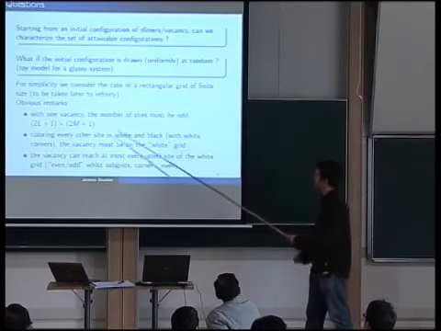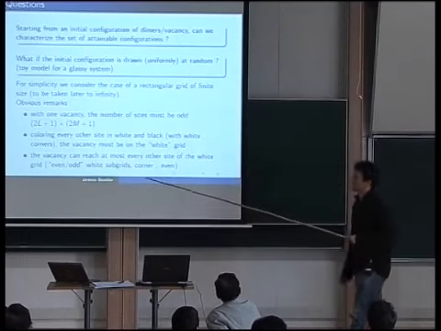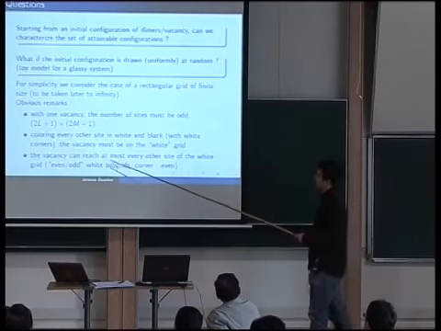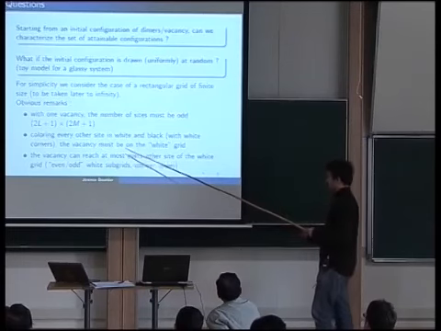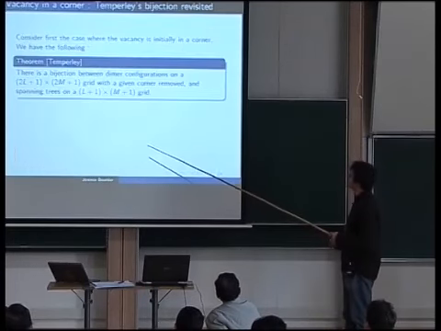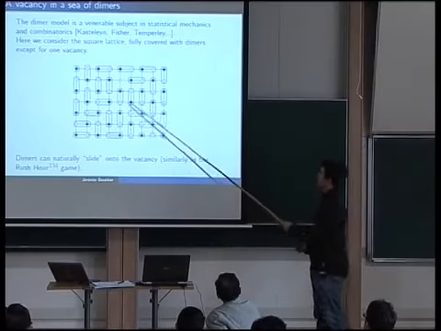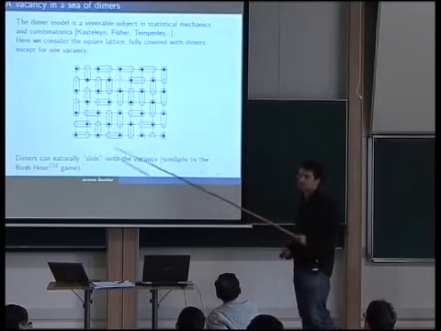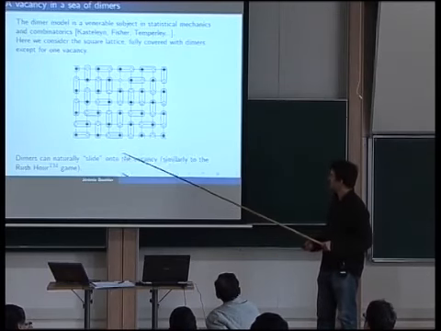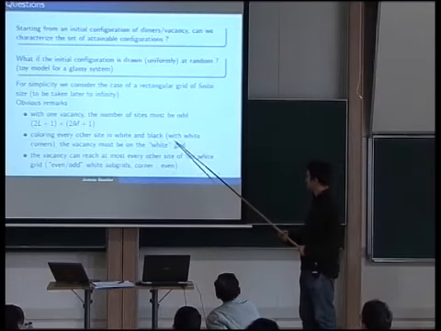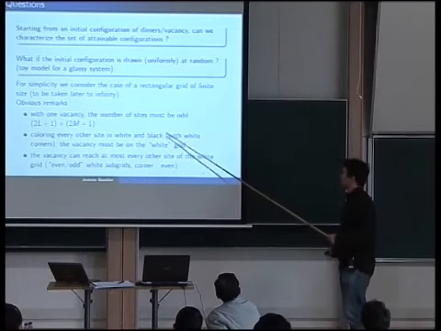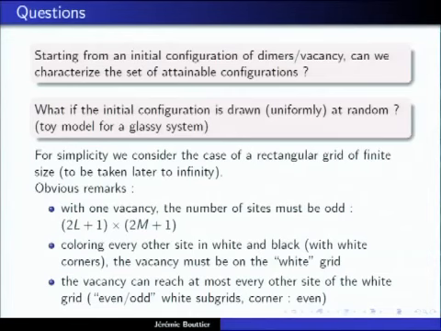So if it's a rectangle, it would be of the form 2L plus 1 times 2M plus 1. And another constraint is that the square lattice can naturally be colored in black and white by alternating colors on every site. And you see that every dimer covers one black and one white site. So there is one more white site than black if you color the corners of the grid white. So the vacancy must be on one of the white sites of the grid.